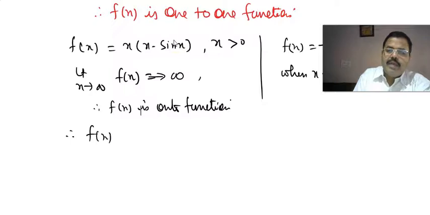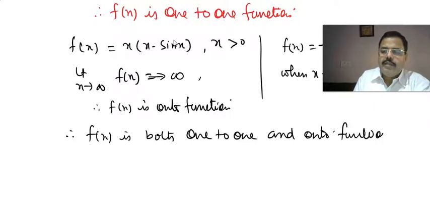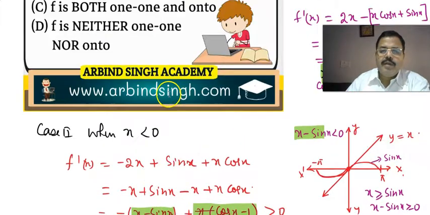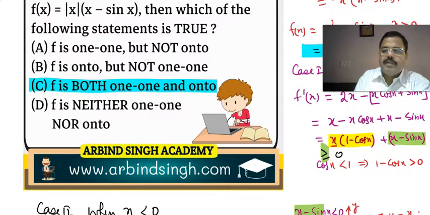Hence f(x) is both one-to-one and onto function. This will be the answer. So which option will be the most appropriate answer? C will be the most appropriate answer because it is both one-to-one and onto. So C will be the answer to this question.